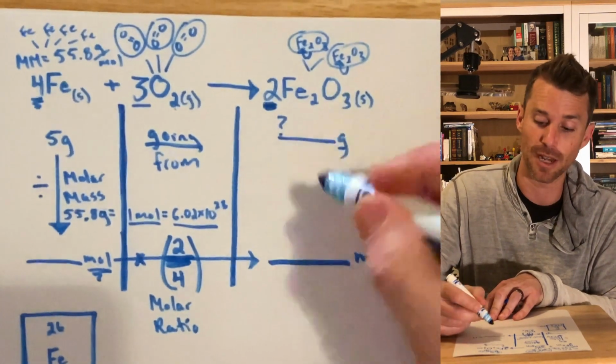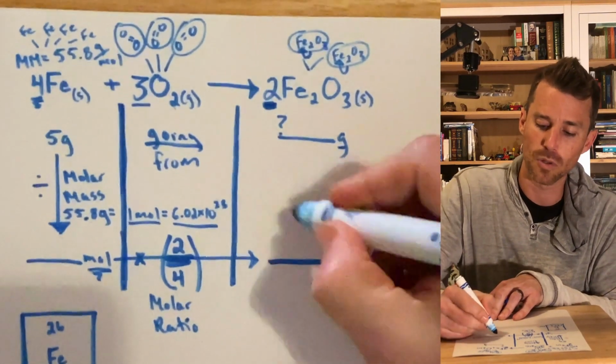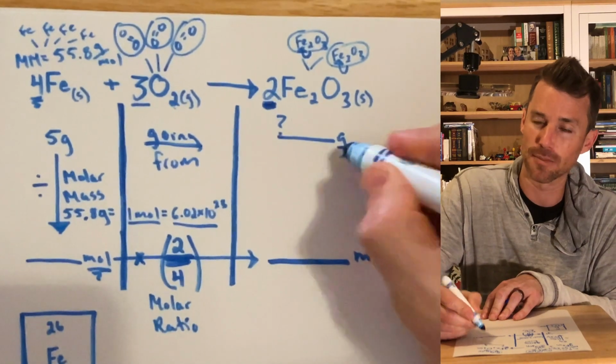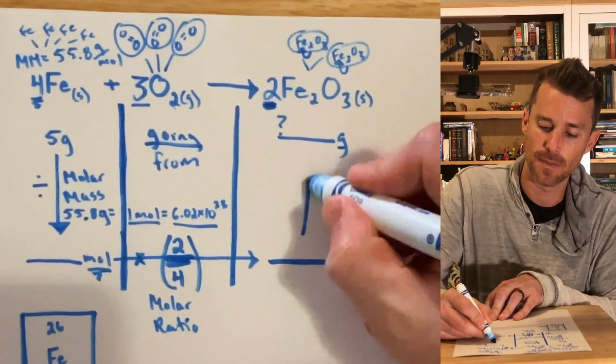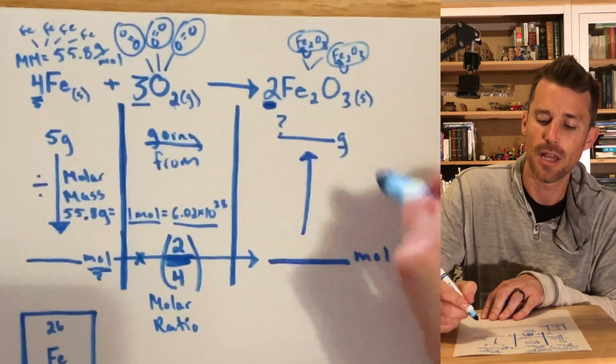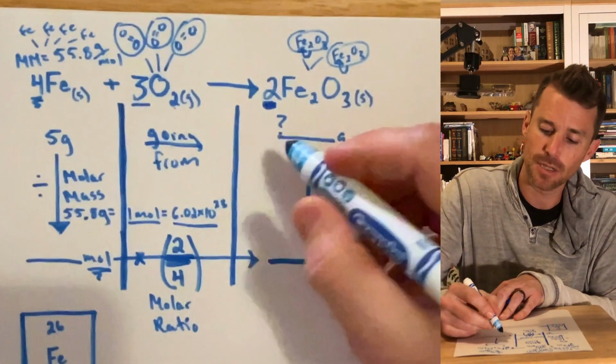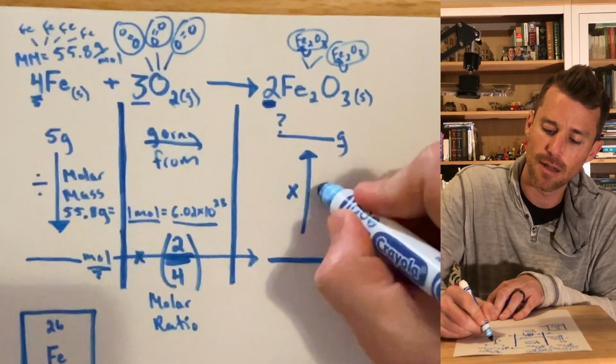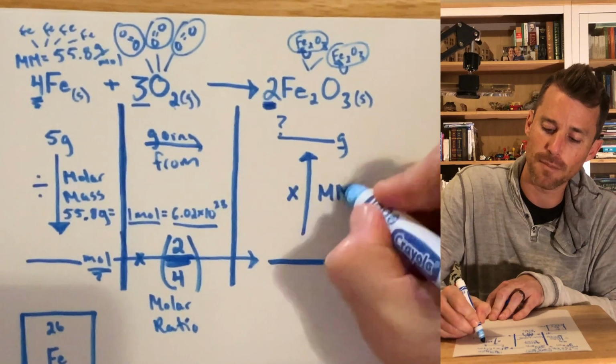Very exciting stoichiometry. So with our moles, now we need to get to grams. That was our ultimate goal. So I'm going up to here. To get from moles to grams, I'm going to multiply by the molar mass.